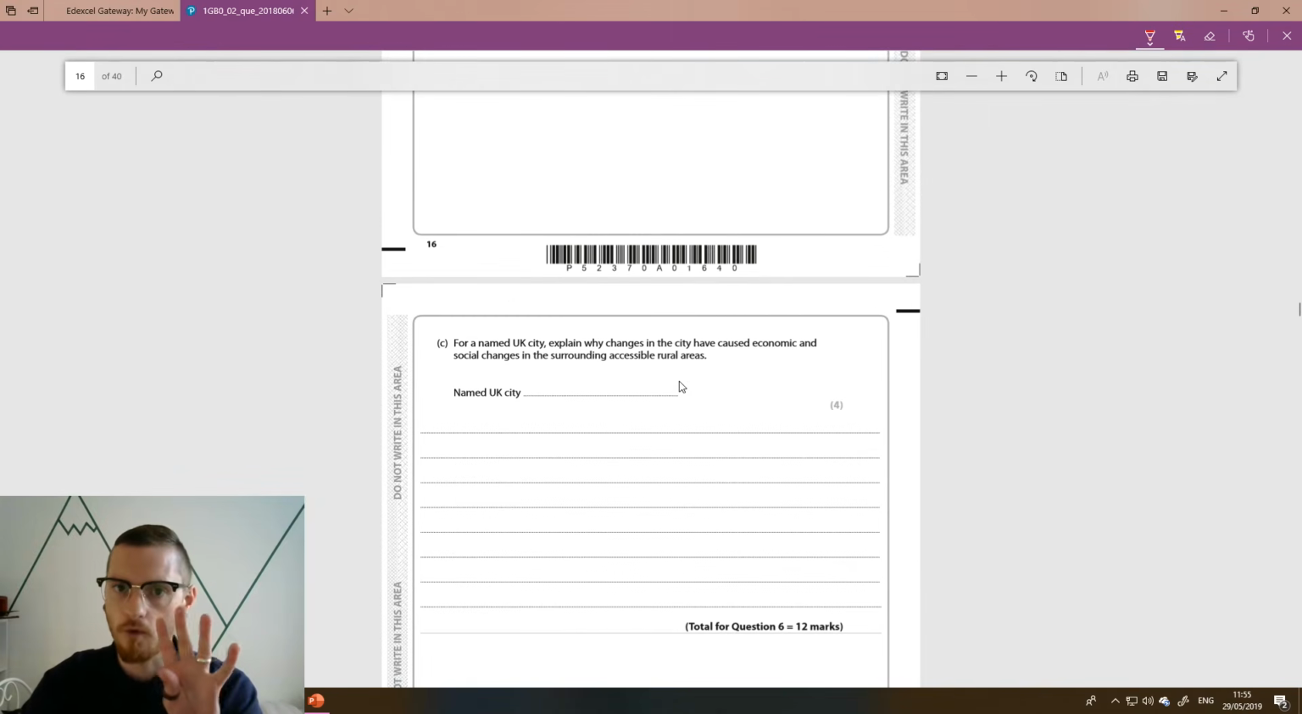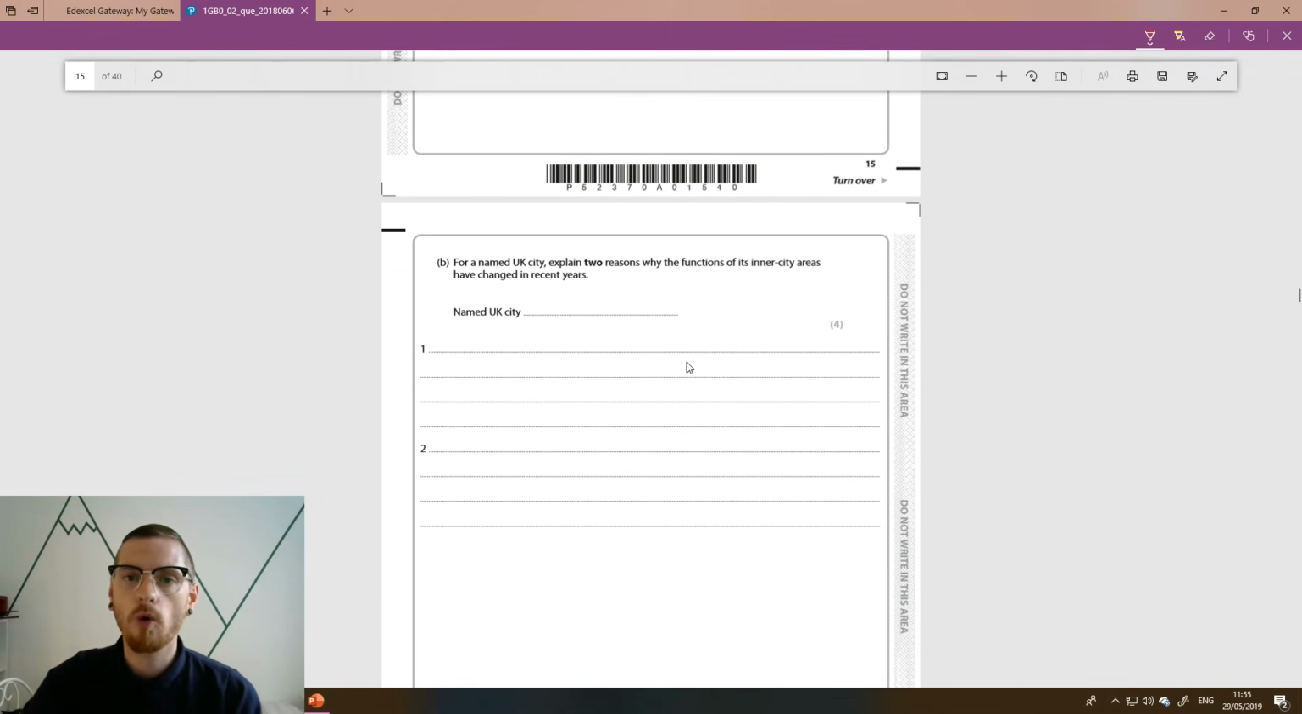But before that, you're going to get 2 4 markers. And these 4 markers will be about your named city, okay? And you can see here I've got a question for a named UK city. Explain 2 reasons why the functions, okay, so that's how it's used, thinking about employment and economic activities, primary, secondary, tertiary, quaternary jobs. So why the functions of its inner city areas have changed in recent years.